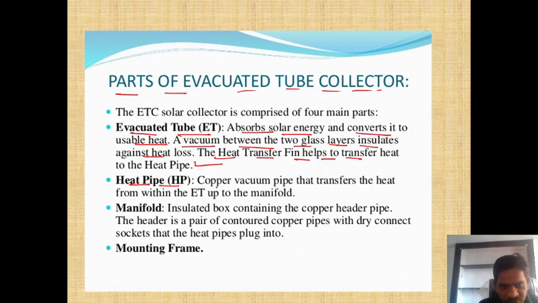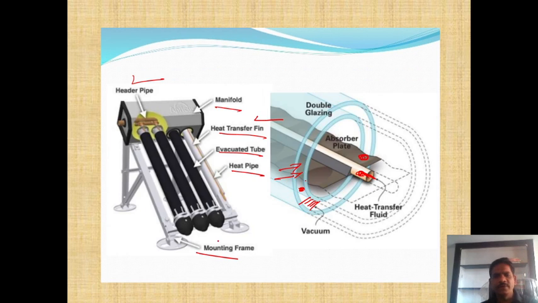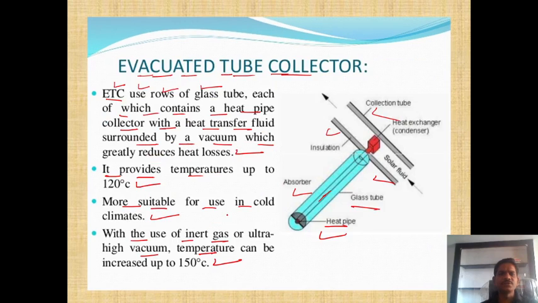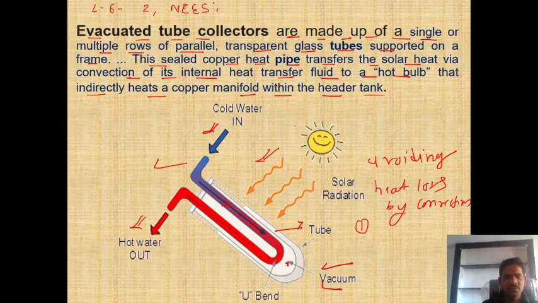Then the heat pipe will be used there, the copper vacuum pipe that transfers the heat from within the evacuated tube up to the manifold. Then another is the manifold, an insulated box containing the copper header pipe. The header is a pair of copper pipes with dry connect sockets that the heat pipes plug into, and another is the mounting frame. So overall, very simple construction of this evacuated tube collector.